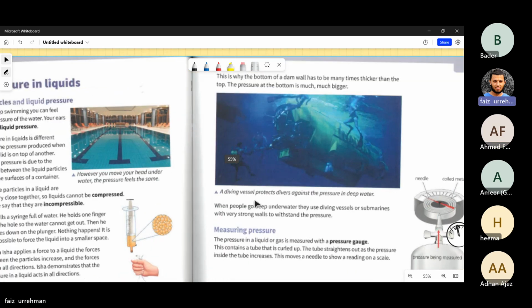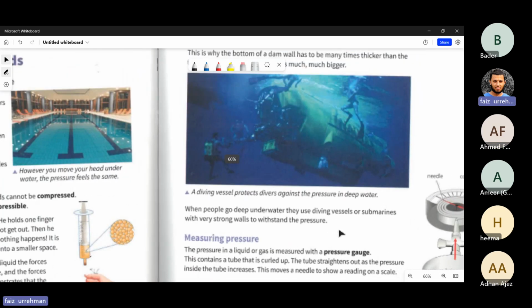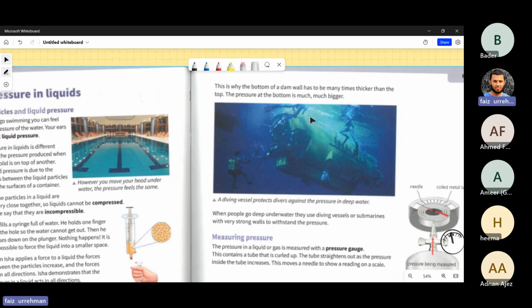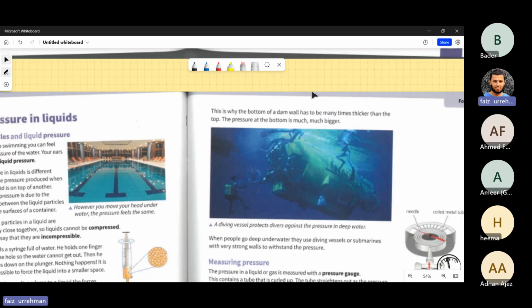A diving vessel protects a diver against the pressure in deep water, like submarines also. Submarines go to a very deep level in the ocean. At that level, a normal human being might not survive because the water pressure is so high. His blood veins might burst. But inside the submarine, they create pressure like that so that a human being does not get crushed, or his blood veins do not get burst.